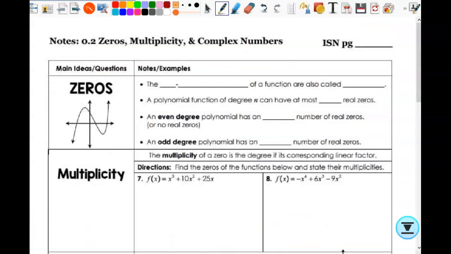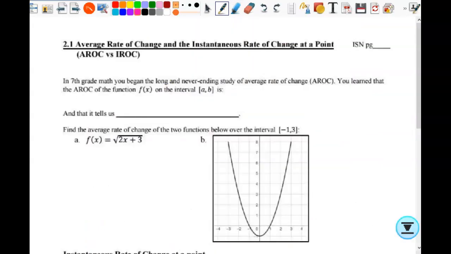This is not it. That's not it. There. This is it. We're going on page 30 when we're done. Unless you want to talk about complex numbers again.